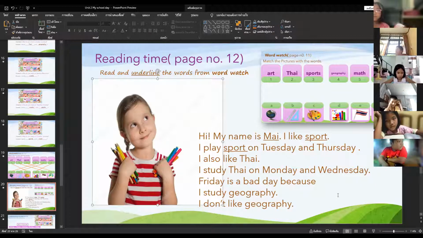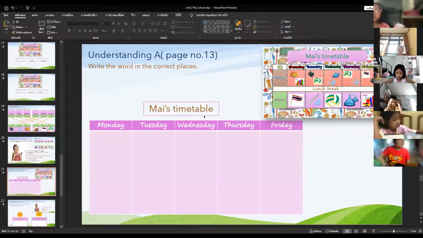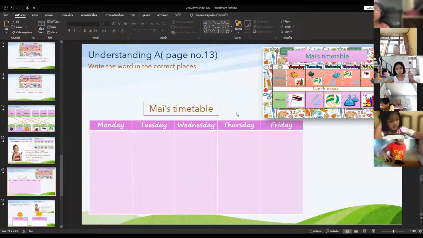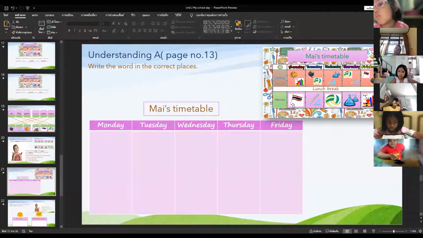Now, okay, your homework. Your homework is this one. Page number 13. Okay. My timetable. You're going to write the words in the correct places. So this is my timetable. You're going to write Monday, we have what? Monday morning and afternoon, what do we have? Is it difficult?